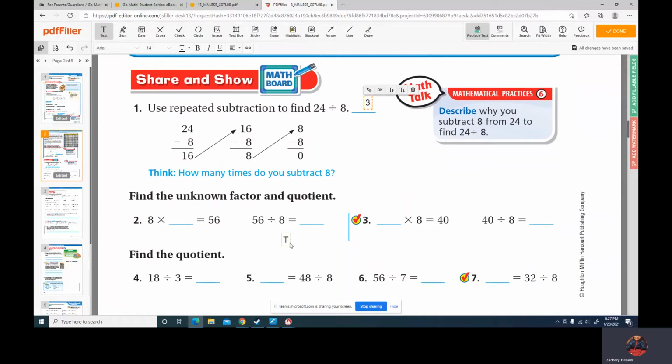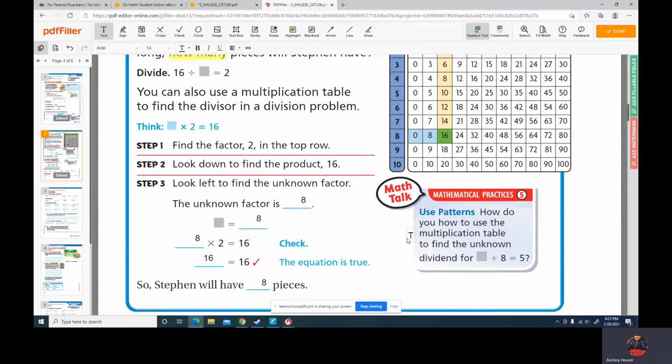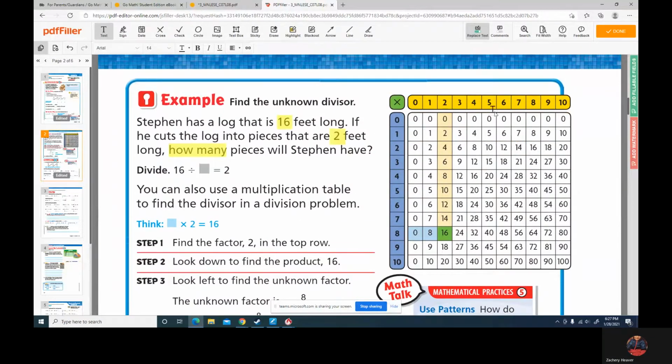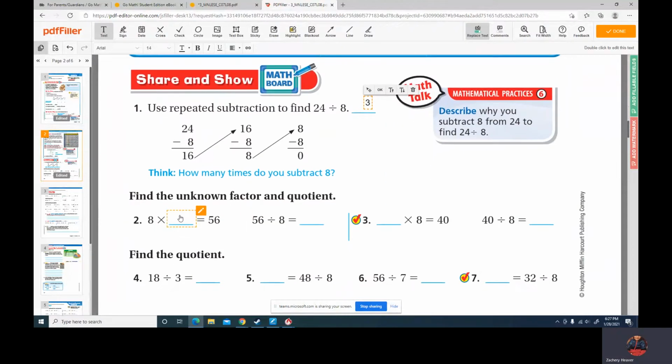Now, just like we did on the other ones, we got to find the unknown factor that fits both equations. So 8 times what is 56? So let me go up here. 8. Got to find 56 right here. Go all the way over. It is 7. And that's going to fit both equations. 7, 7.